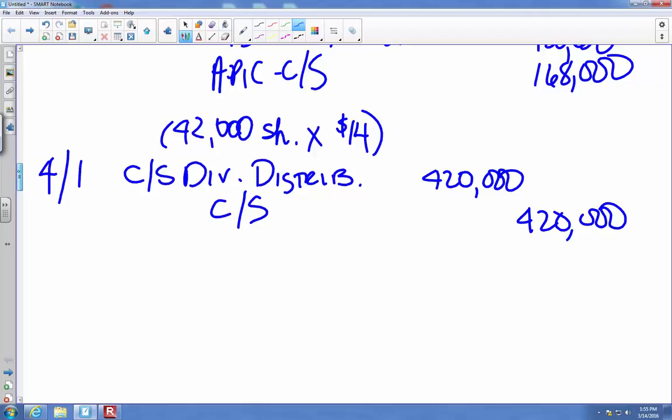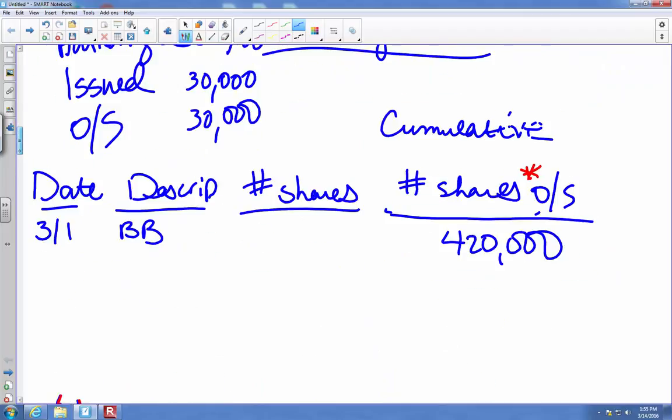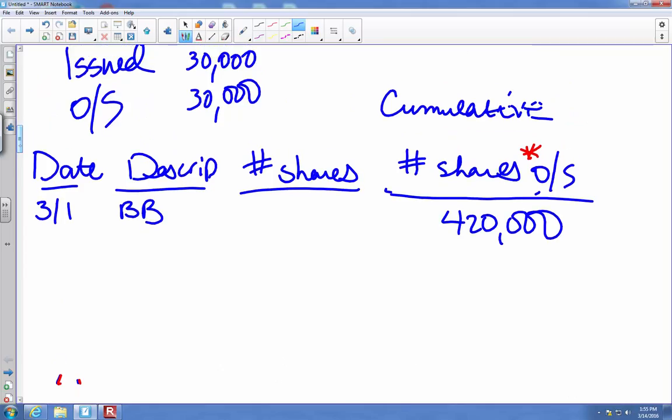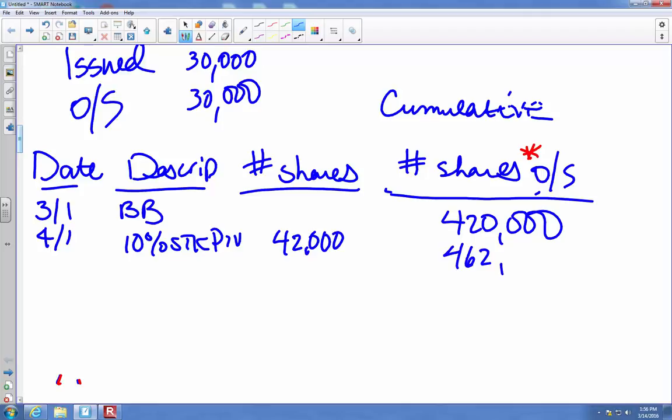Didn't we already do that? I think we got the beginning balance in there. I haven't gotten my new stock dividend in there yet. That didn't happen until, do I enter that on 3-4 or 4-1? Yeah, I think 4-1. And my description is 10% stock dividend. Another 42,000 shares. So 462, right?